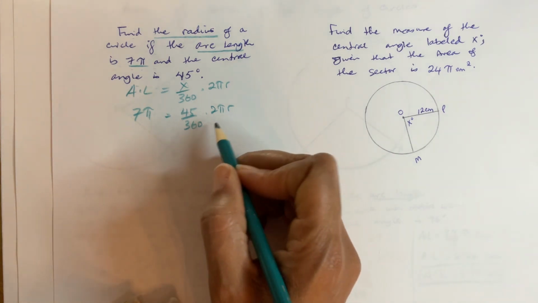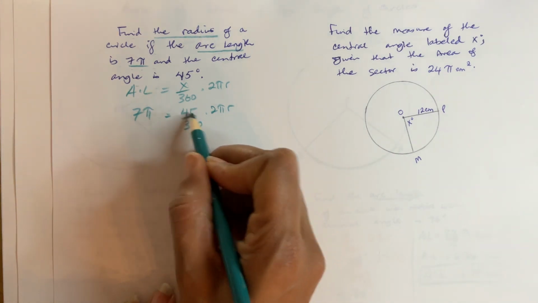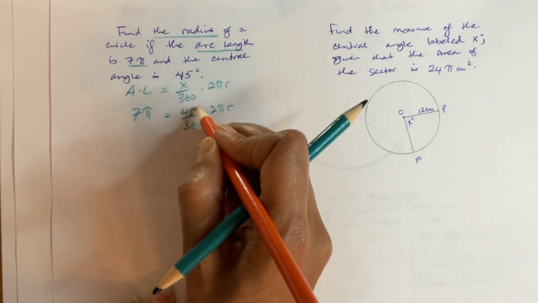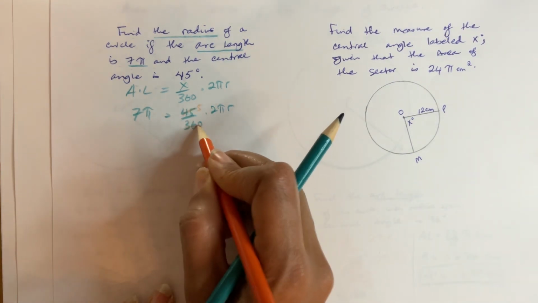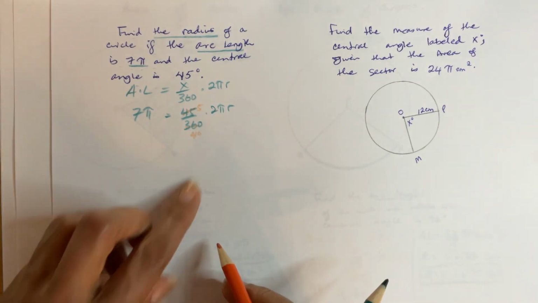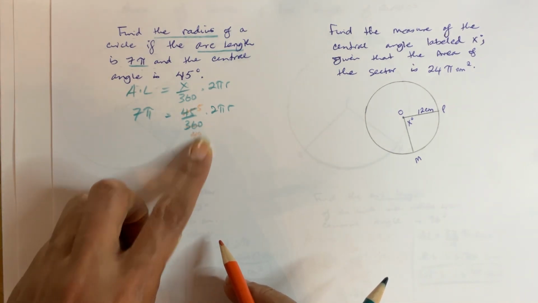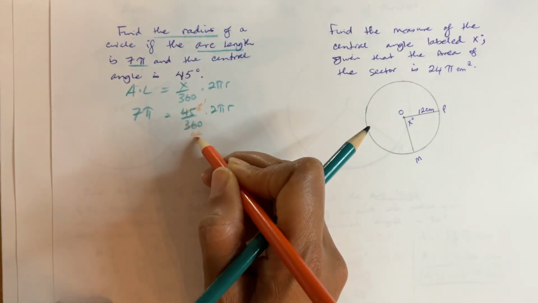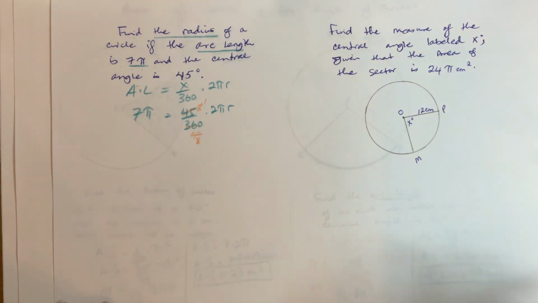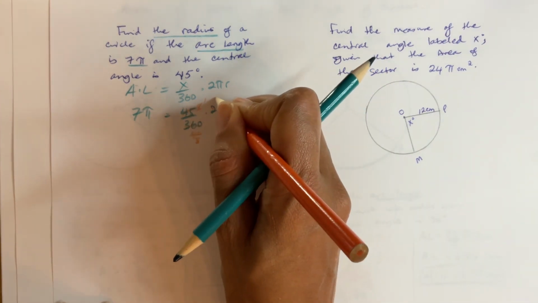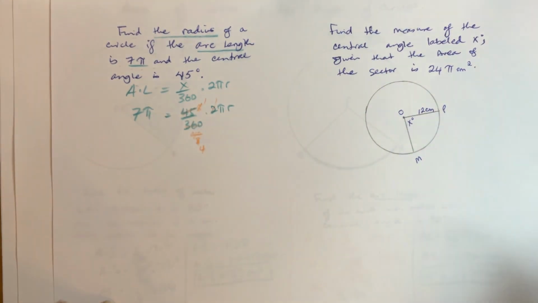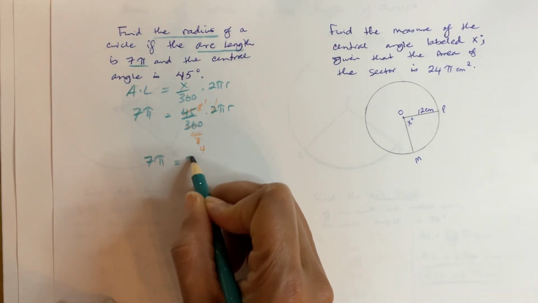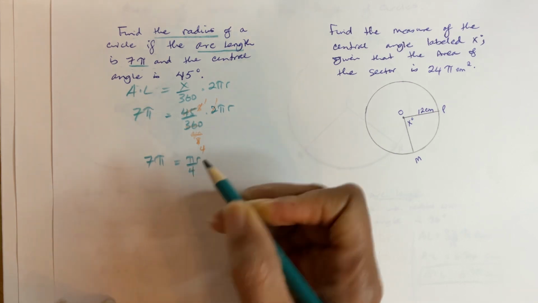So with that being said, first things first, we can reduce this. 9 into 45 is 5, and we have 40 here. 9 into 36 is 4, and 5 into 40 further reduces to 8. And we can further reduce it, which is 1 over 4. So we have 7 pi is now equal to pi r over 4.